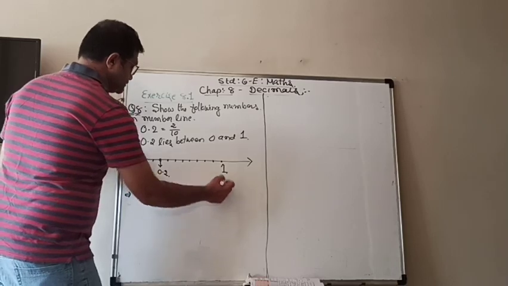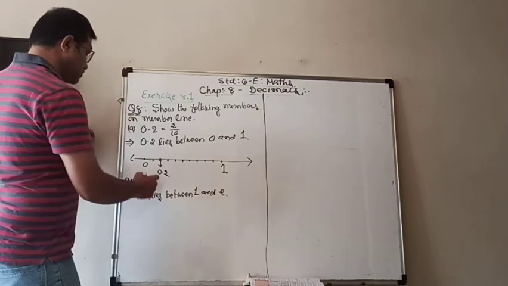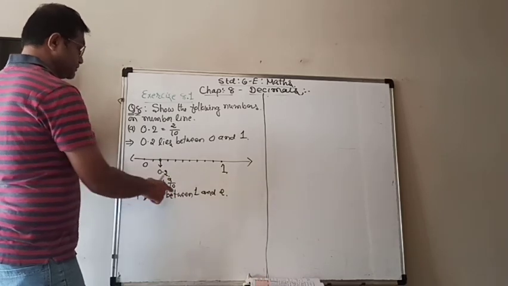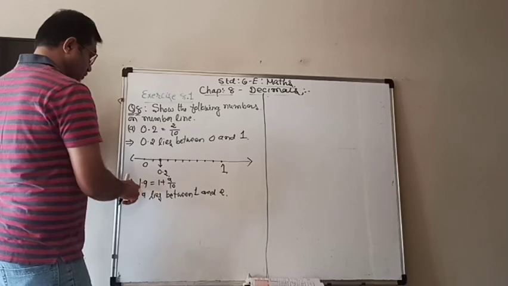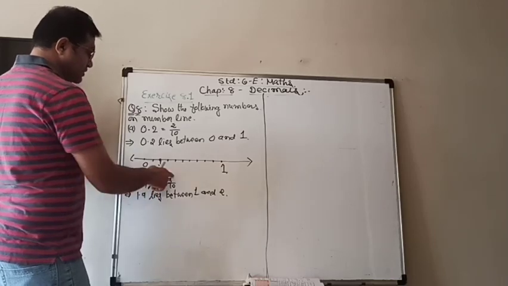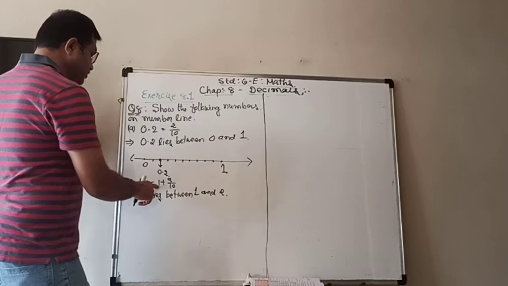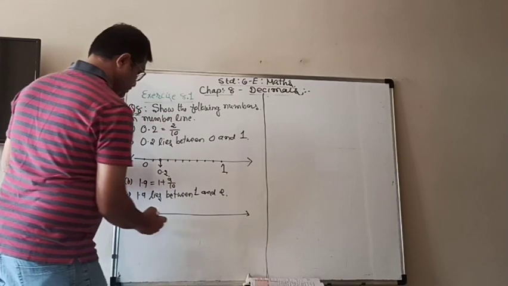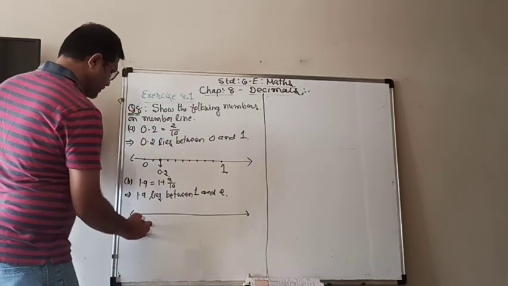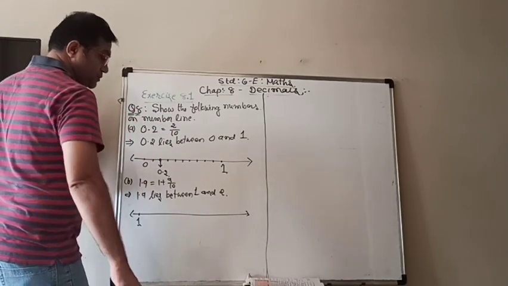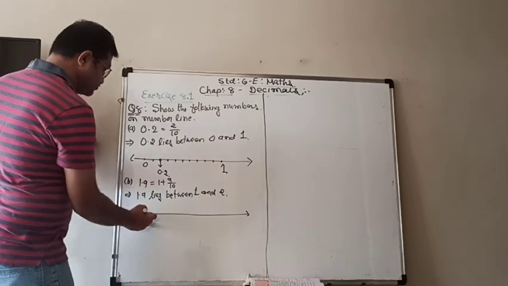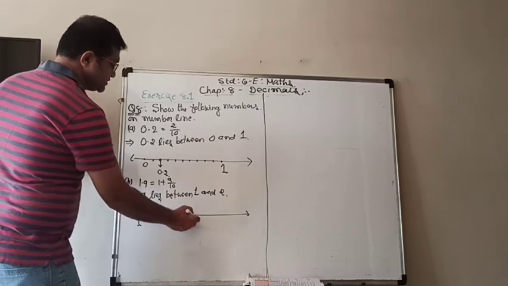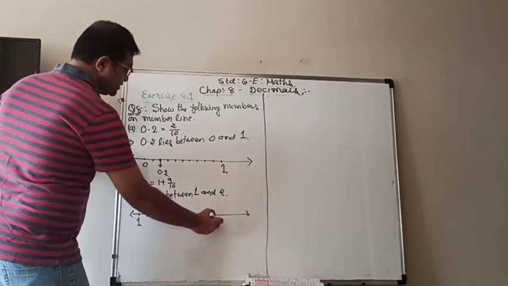Between 1 and 2, because it can be written as 1 plus 9 upon 10. If you want to write it like that, 1 plus 0.9 means 9 upon 10. So now between 1 and 2 we have to make 10 equal parts. Here you can take 1, it is not necessary to take 0. So 1, then 10 parts: 1, 2, 3, 4, 5, 6, 7, 8, 9 and the 10th part is 2.